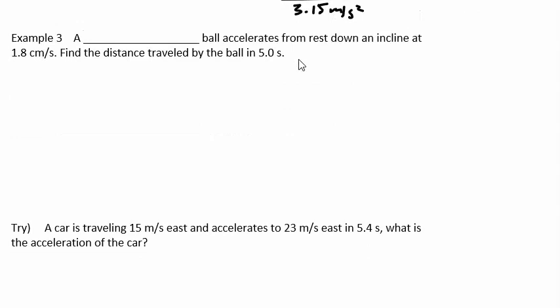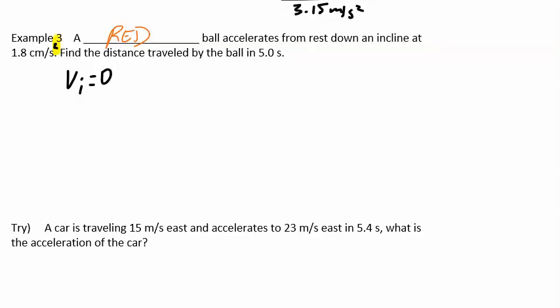Let's take a look at a third example. Now, in this third example, a blank ball, really you can put any adjective here. It could be the big ball, or it could be the red ball. Ironically, I'm writing that in orange. Accelerates from rest. So we've got an initial velocity of 0. Down an incline at 1.8 meters per second. That really should say squared there. Okay, finding a couple of mistakes in here.